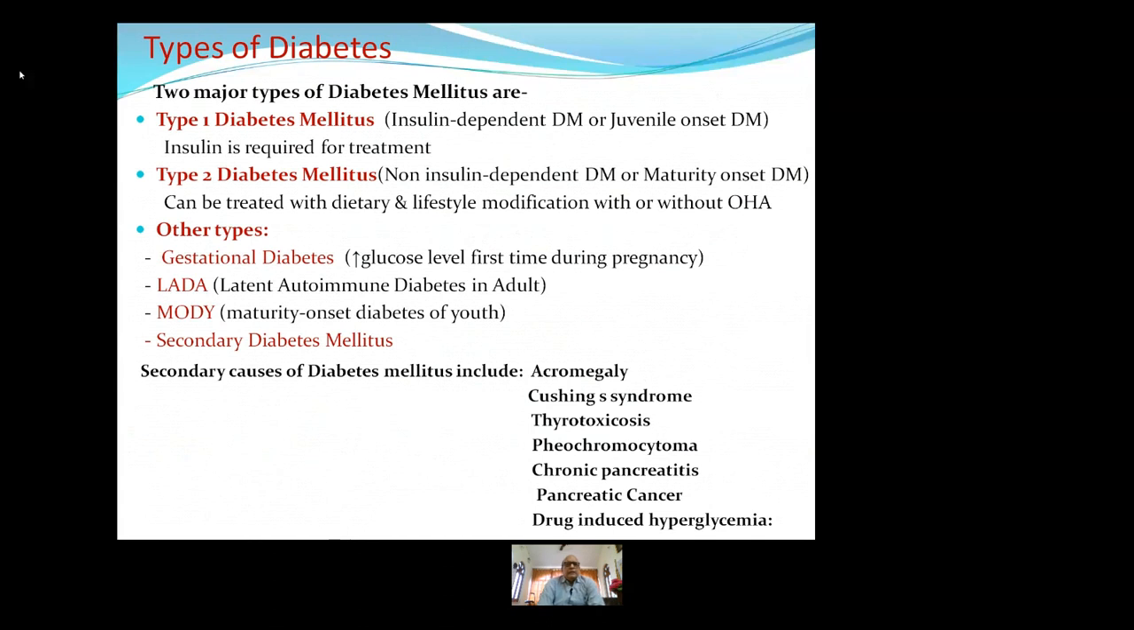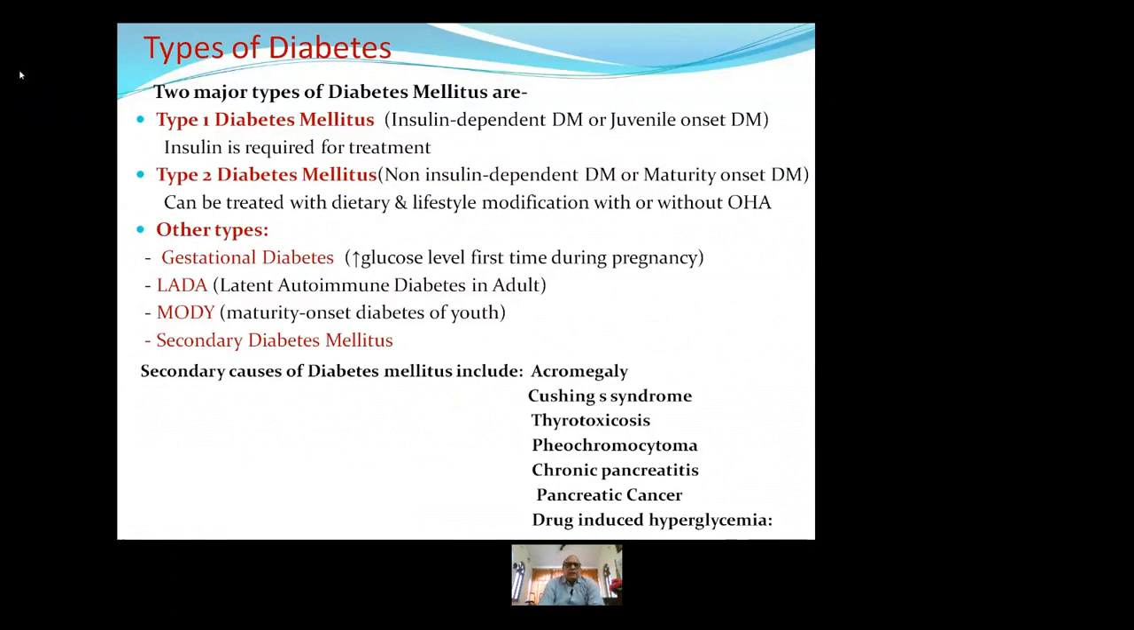Types of diabetes mellitus. Two major types of diabetes mellitus. Type 1 diabetes mellitus, which is known as insulin dependent diabetes mellitus or juvenile onset diabetes mellitus. Insulin is required for treatment. Type 2 diabetes mellitus, non-insulin dependent diabetes mellitus or maturity onset diabetes mellitus, can be treated with dietary and lifestyle modification with or without oral hypoglycemic agent.